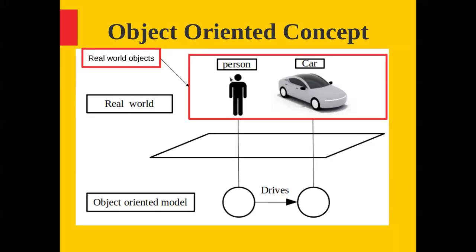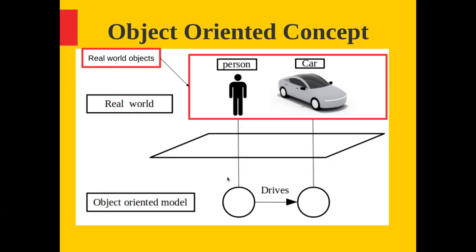Now, these are real-world objects. Say person, car, and not only that, course. That is an object-oriented concept. Objects may be tangible or intangible. A person and a car are tangible. A course and a manager are intangible. Intangible means you cannot touch. Tangible means it can be touched.